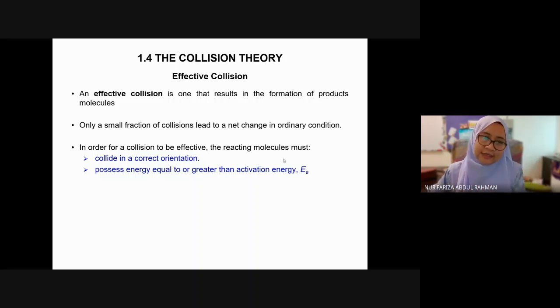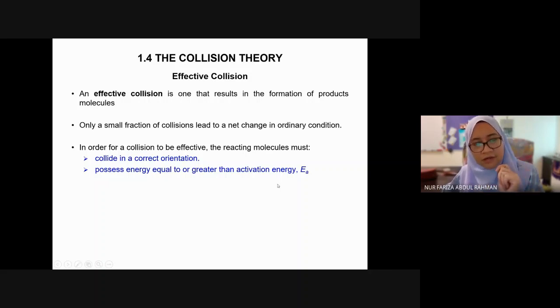Okay, right. Secondly, they must possess energy equal to or greater than activation energy ataupun Ea. Okay, activation energy stands for Ea. Alright, so they must have sufficient energy lah, senang cerita. The energy is needed in order to form bonds ataupun to break the bonds. So kalau this molecule do not have sufficient energy, macam mana nak form bond, macam mana nak break the bond kan in the first place. So that's why the second point would be possess energy equal to or greater than activation energy.